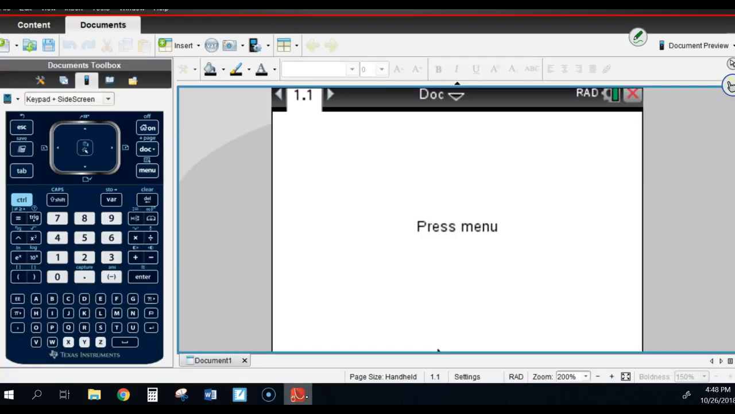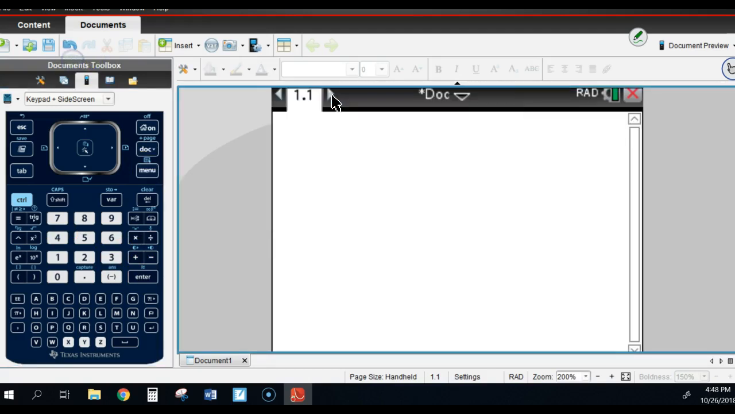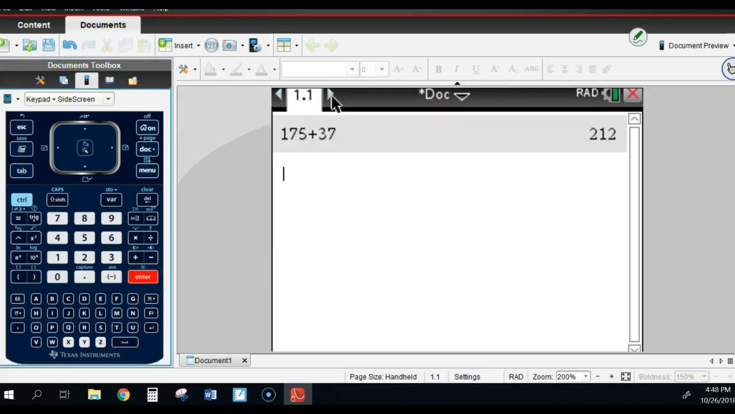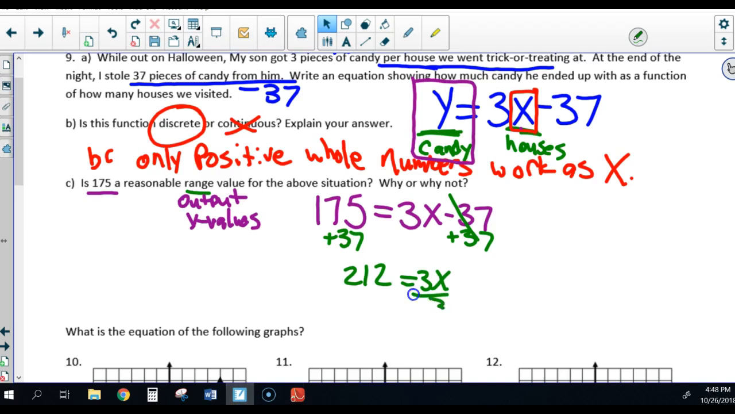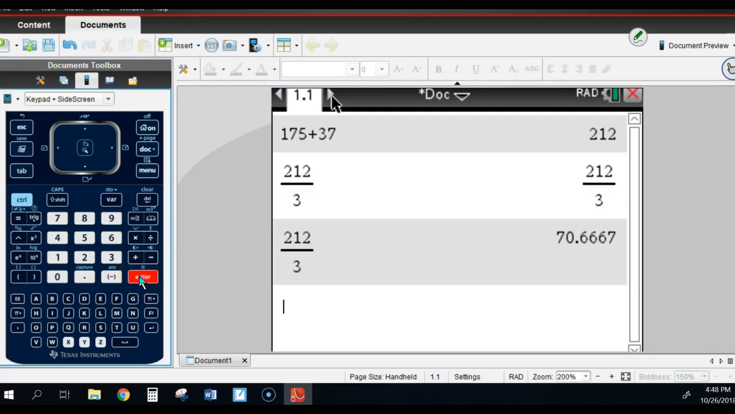175 plus 37. Give me a calculator. 175 plus 37 equals 212. Divide by 3, and x equals 212 over 3. 212 divided by 3 is 70.6 houses.